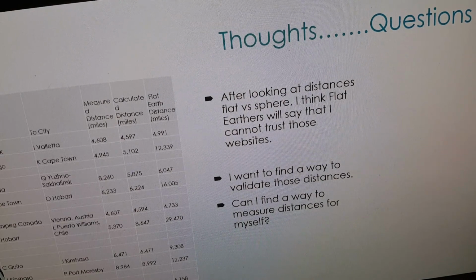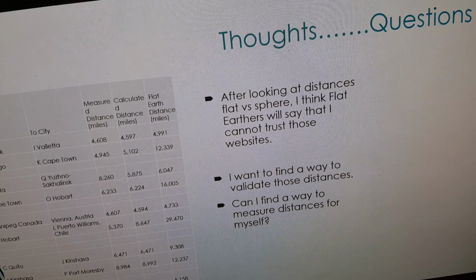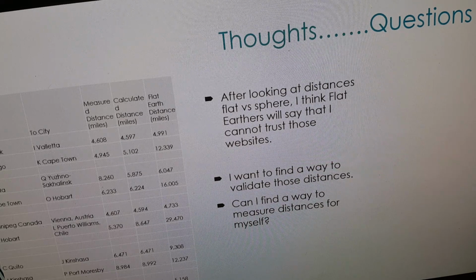Here is some of the data from the distances only, and I think you can clearly see that the measured distance that I got off of Google is more closely related to the calculated distance for a sphere than it is for flat Earth distances. It's kind of obvious, and especially in the southern hemisphere.